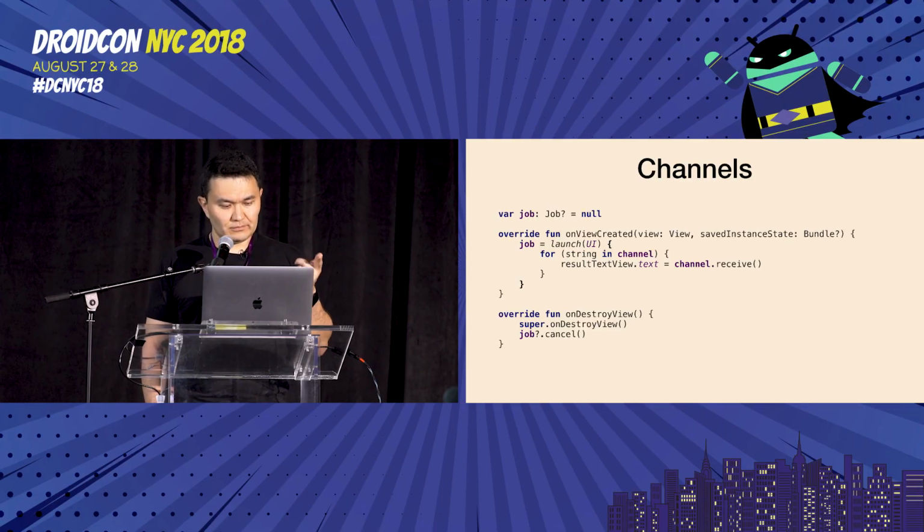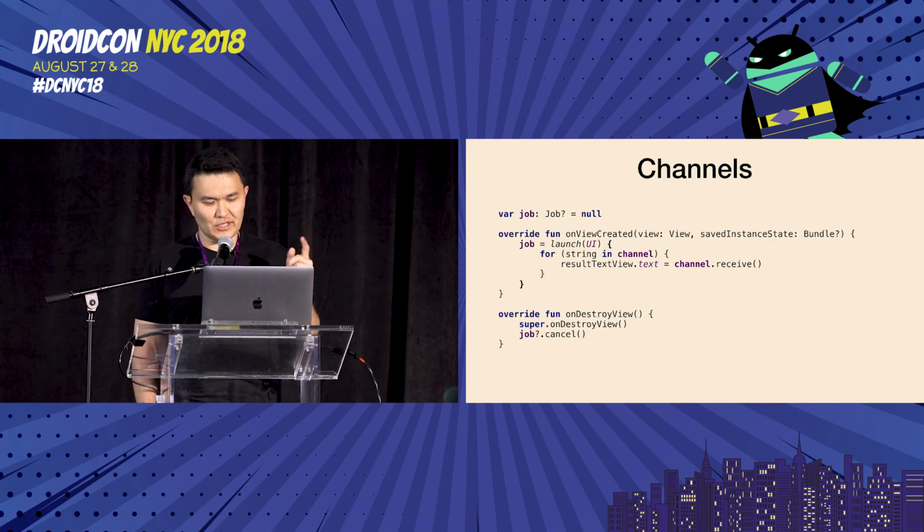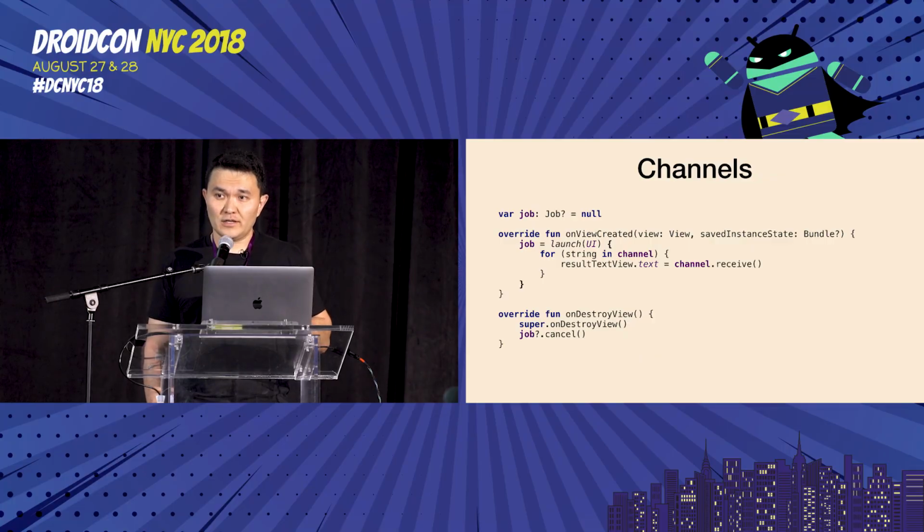So here's the same example, but with a couple of lifecycle callbacks. Since we are creating a job, we want to make sure that we cancel it. Otherwise, it will keep listening on that channel forever.